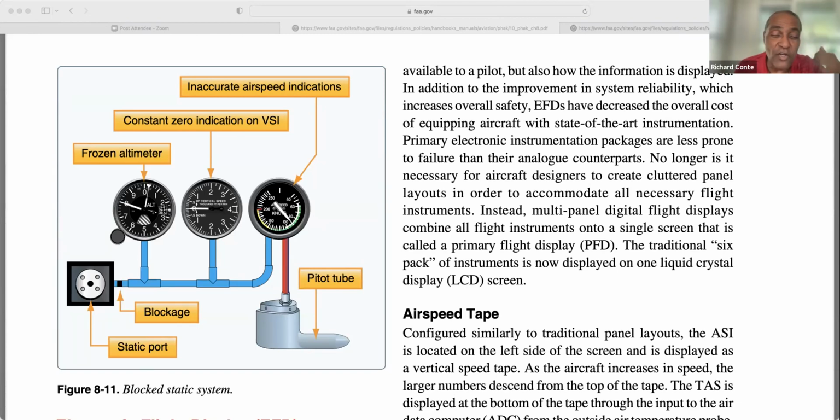Now, do you need to know that 100% for your private? No. Okay. You basically just need to understand that the static port is hooked up to all three instruments. It affects all three, okay? The pitot tube, if you block it from the ram air, like if you were to leave the pitot tube cover on and you take off, the altimeter is still going to work, the VSI is still going to work, because it's comparing outside air to the static port.